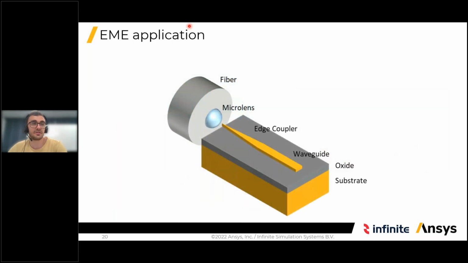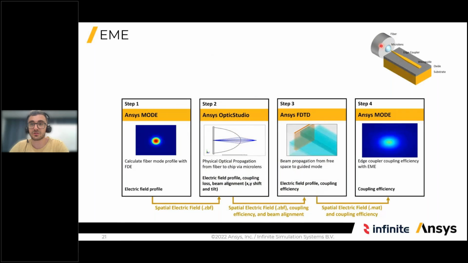So an example of EME is for example fiber coupling into a waveguide. So here we have a fiber, and then we have a micro lens, and the micro lens couples the light into this edge coupler here, which is a tapered waveguide, and then the light continues to a uniform waveguide, as you can see here. Yeah, so let me just show you how this works. First, the light starts in a fiber. So with Ansys mode, with FDE, you can determine the eigenmode of the light.